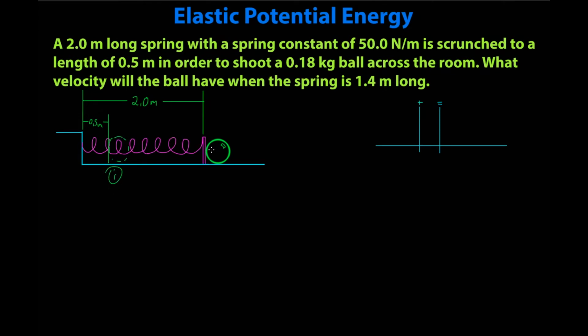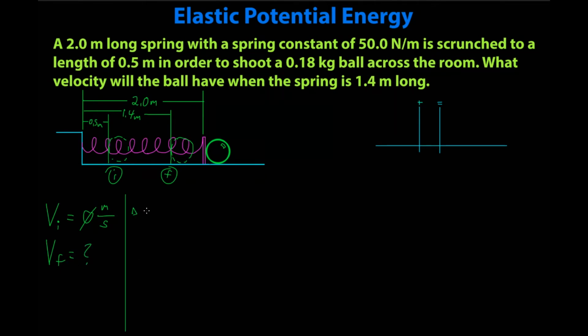Initial. The problem is not over when the spring comes to its relaxed length. As soon as the spring is 1.4 meters long, this problem is over. So the ball is pulled back, just like in a pinball machine, held here, is fired, and then at this point, the problem is over. Velocity initial of the marble is 0 meters a second. Velocity final of the marble is our unknown.